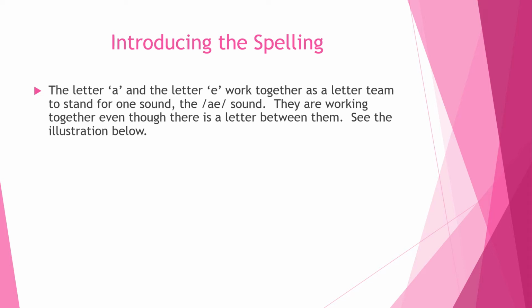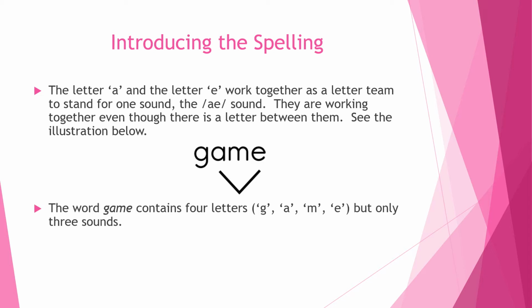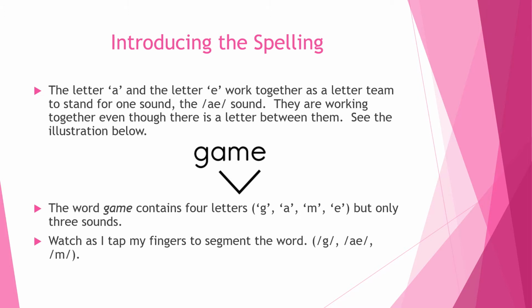Let's take a look at this picture below. Here's that word again. This word is game. The word game has four letters, G, A, M, E. But the word game only has three sounds. Listen. Watch as I tap my finger to segment the word. G, A, M. Do you hear only three sounds?